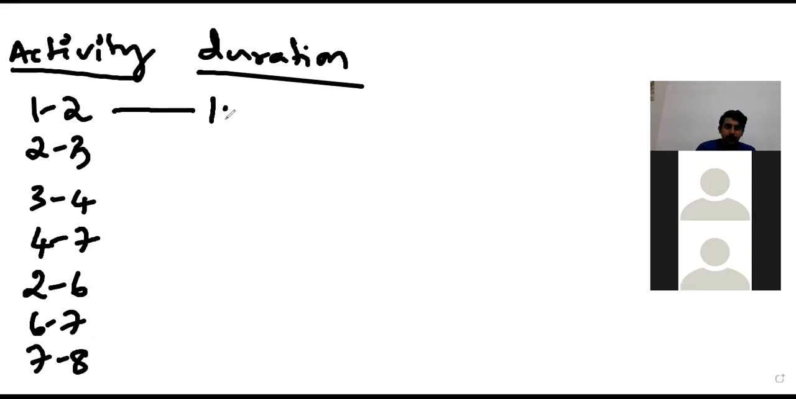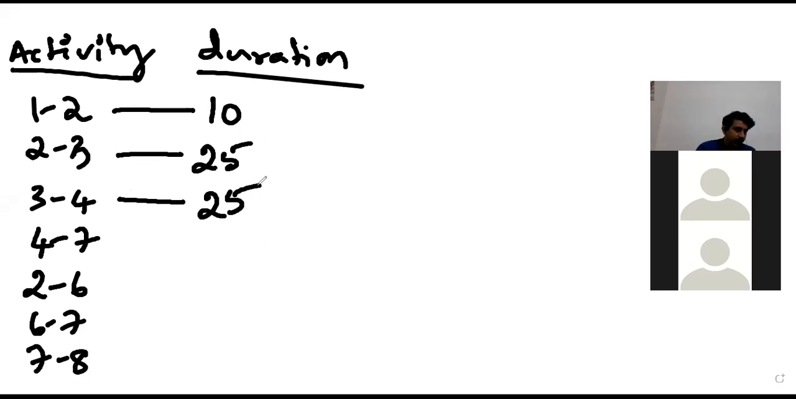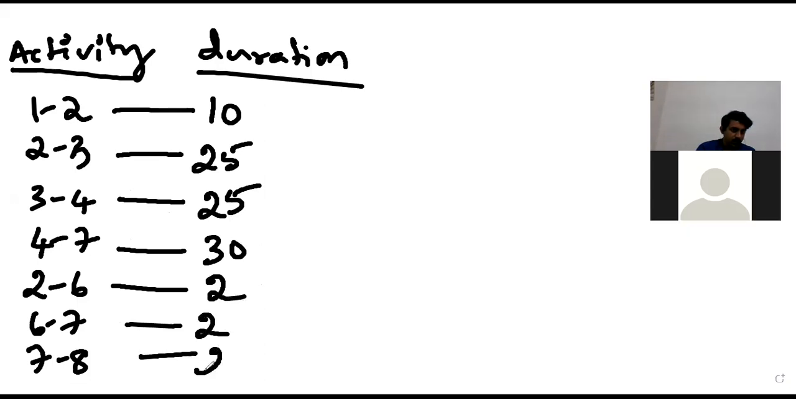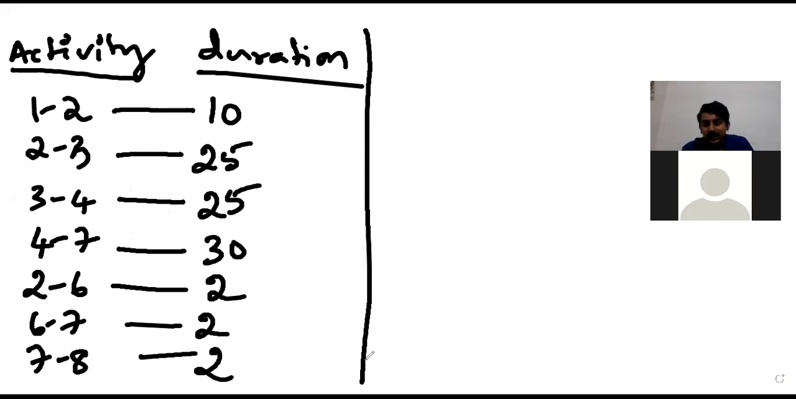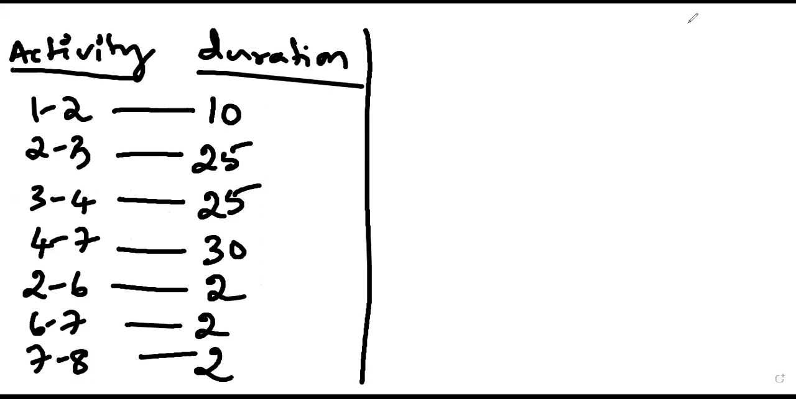Once this is done, next the duration aspect. 10, 25, 25, 30, 2, and 2. All of them are 2. We were supposed to determine the early start and early finish for all these activities.